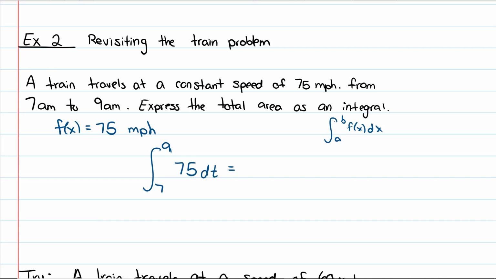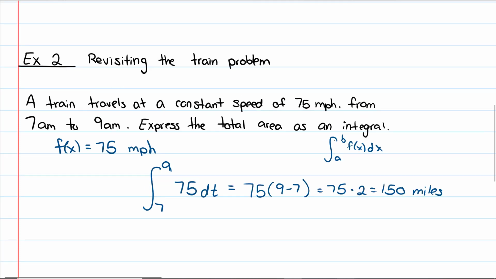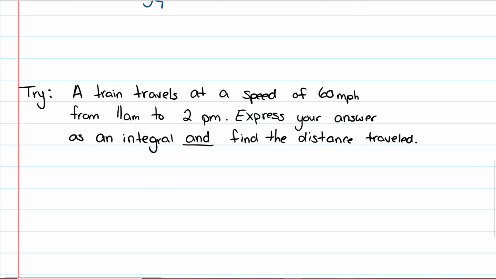So when we integrate that, remember this is the area under the curve, and the area under the curve was 75, because that was the height, times the width, which was 9 minus 7. So you get 75 times 2, which is 150 miles. So in 2 hours, he drove 150 miles.